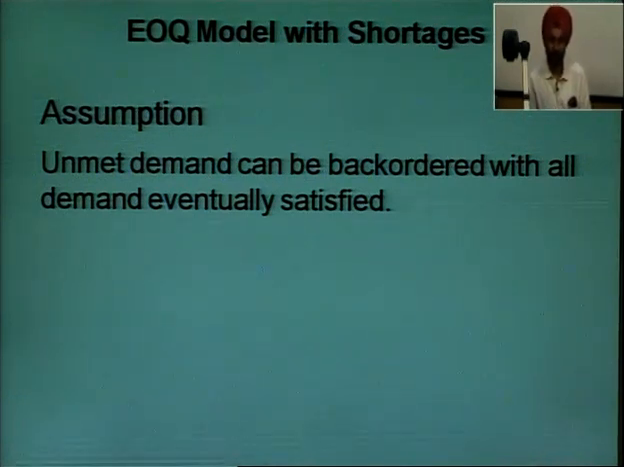Okay, the quantity that we receive, part of it will be used to meet the unmet demand of the previous period, that is back ordered, and finally all the demand is satisfied.